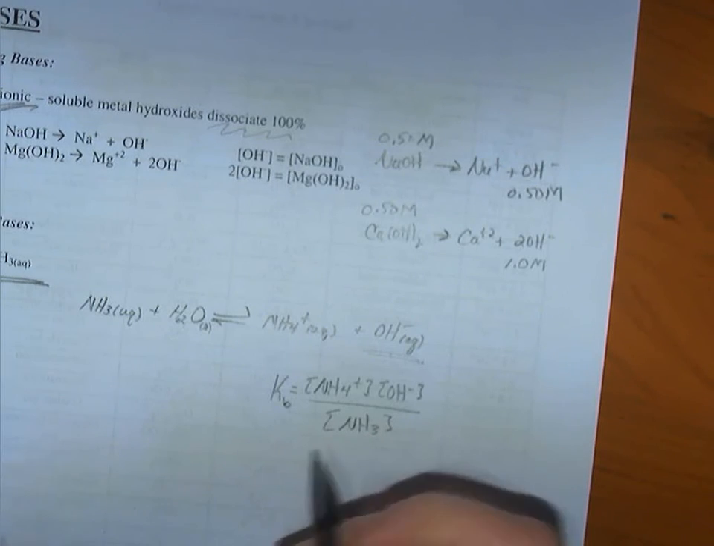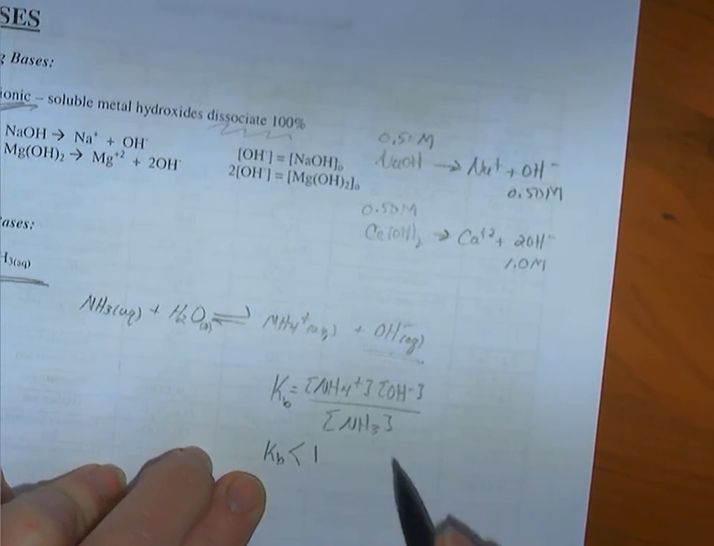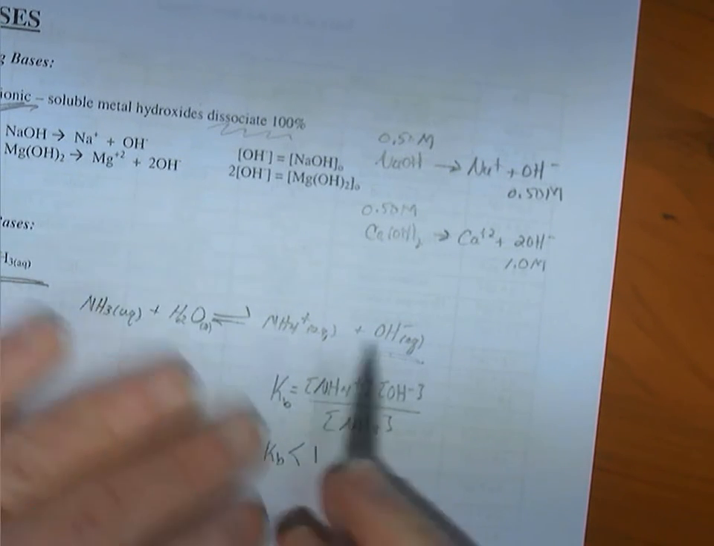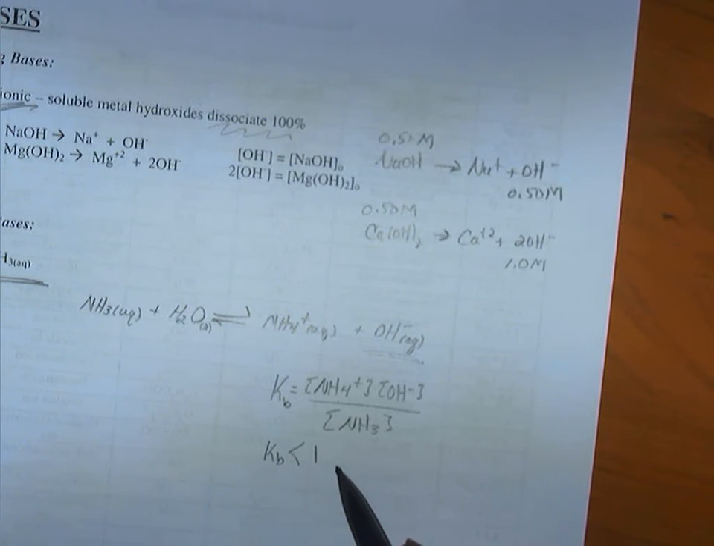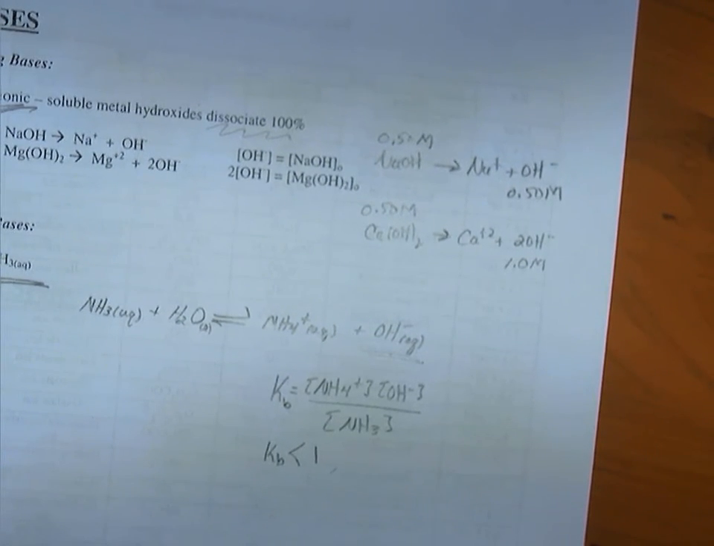Just like weak acids, we would anticipate that Kb values will be less than 1. We will be favoring reactant. We only partially have this forward reaction. So that is what we will apply.